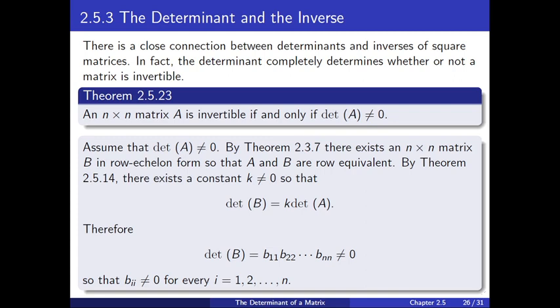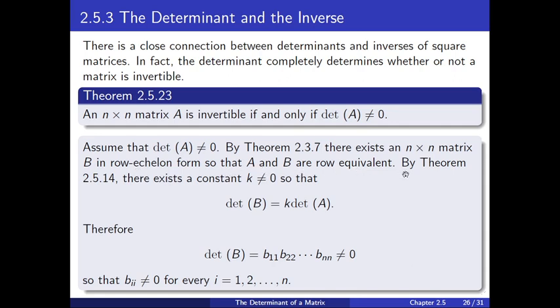It's theorem 2.5.23 in the textbook, and it says an n by n matrix is invertible if and only if the determinant is not equal to 0. We are going to prove one way, and the other way is going to be left as an exercise. So assume that the determinant is not equal to 0. Now, by theorem 2.3.7, that means there exists an n by n matrix B in row echelon form, so that A and B are row equivalent.